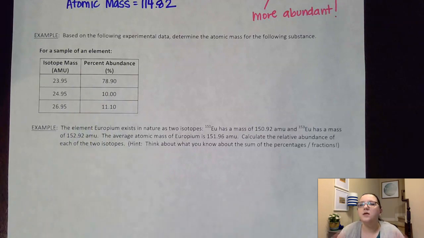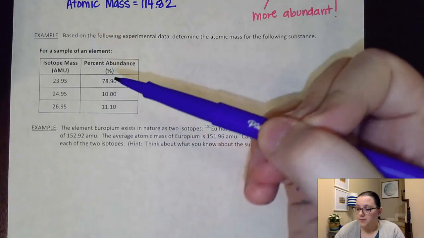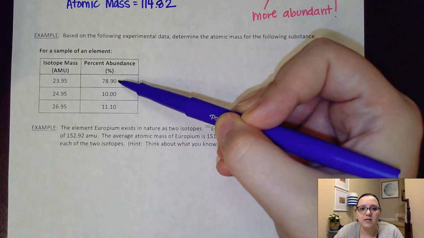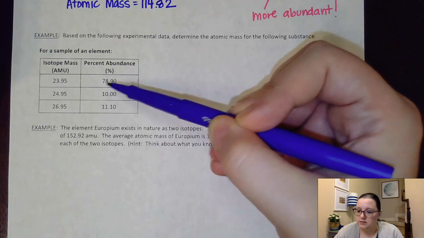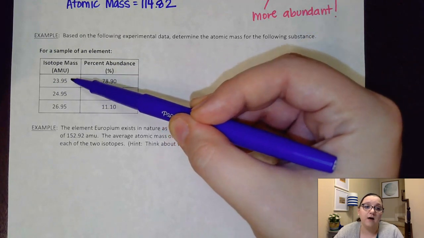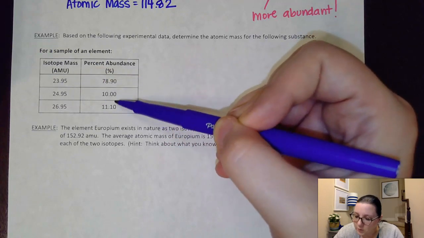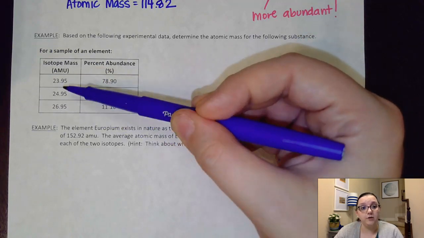Now, before I even work this problem, before I actually get my exact calculation, I already kind of know some information about this substance. I can already make a pretty good guess on where my average should be because I see that almost 79% of this substance is at 23.95 and only a little bit of it is at these other two values.